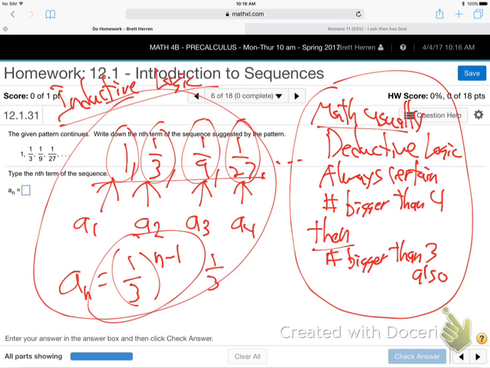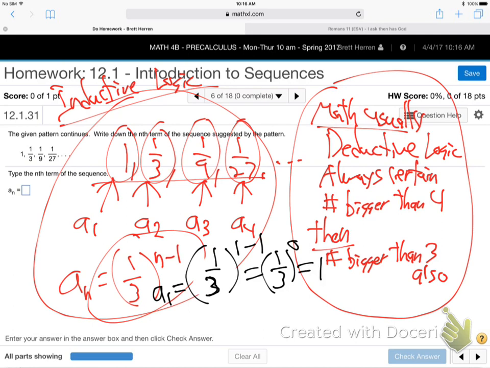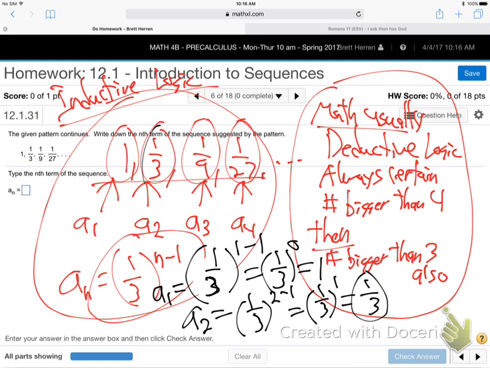Okay, so let's go down and try that. 1/3 to the 1 minus 1. I'm trying a sub 1 here. What is that? 1/3 to the 0. What's anything to the 0 power? 1. Robert, you're looking good. How about a sub 2? 1/3 to the 2 minus 1. 1/3 to the 1. 1/3. Is that a sub 2?